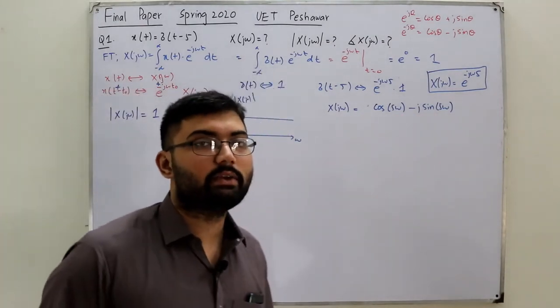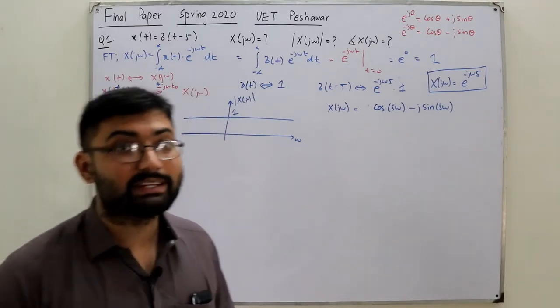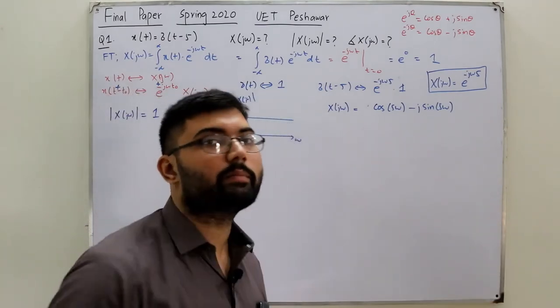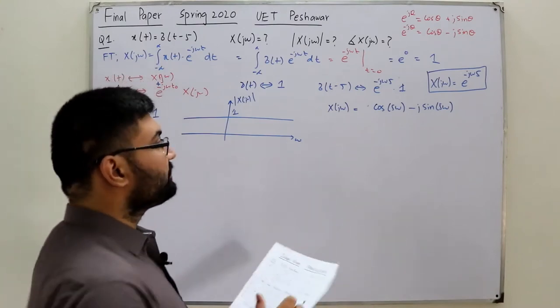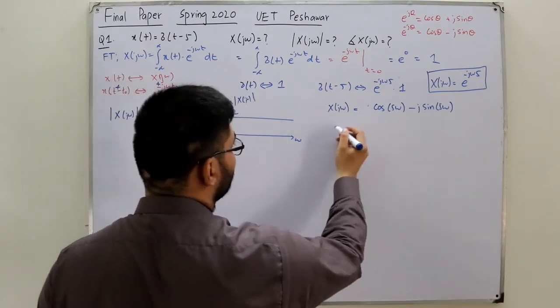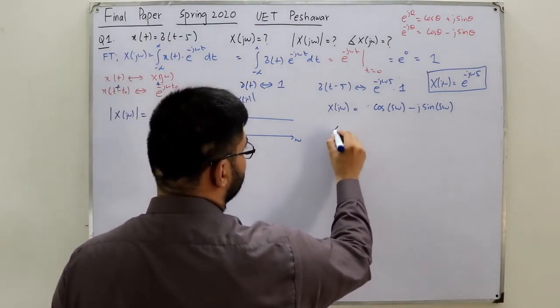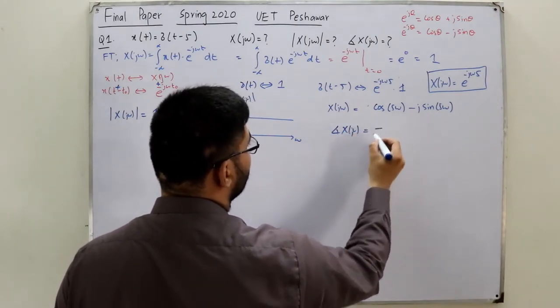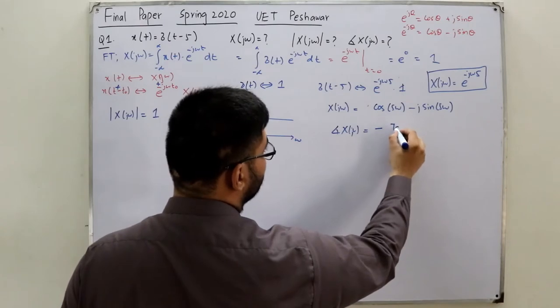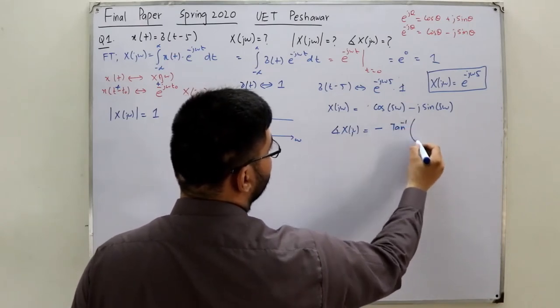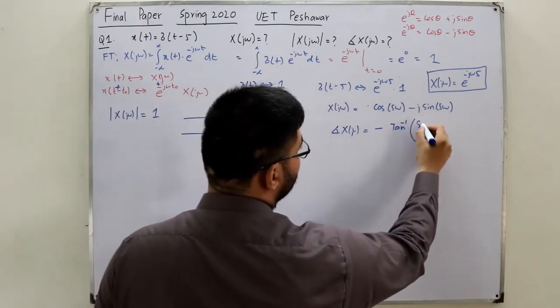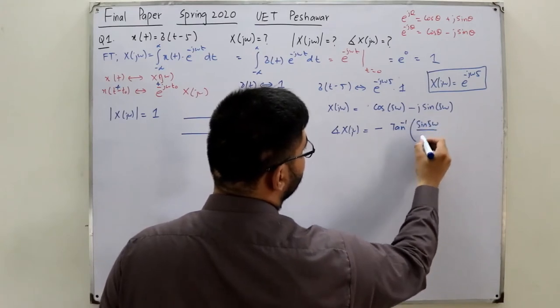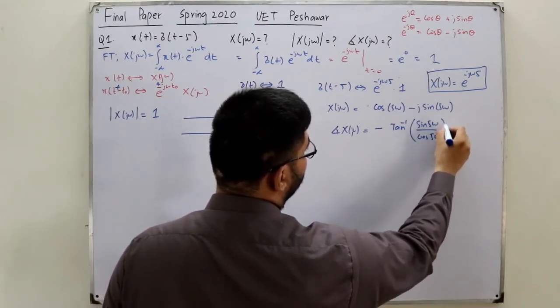you know how to find the phase. It would be tangent inverse of the imaginary part divided by the real part. Now this is some mathematics rules, that the phase of X of j omega is given by this negative sign. Here comes the negative sign. You have a tangent inverse of sine of 5 omega divided by cos of 5 omega.